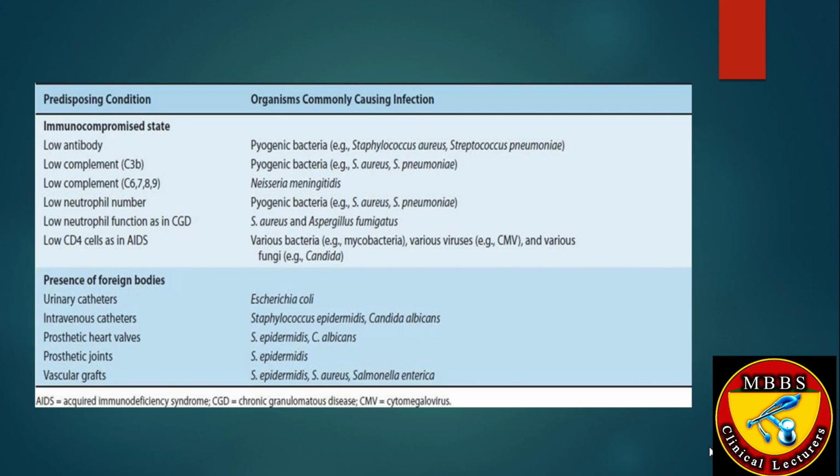Also, there is a low CD4 cell count in AIDS, and in AIDS we have several types of organisms which manifest, like mycobacteria, cytomegalovirus and other fungi also.